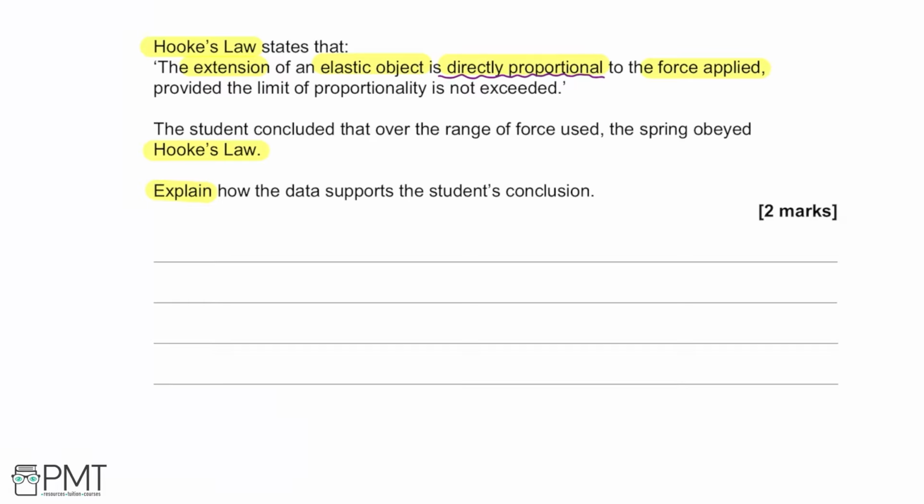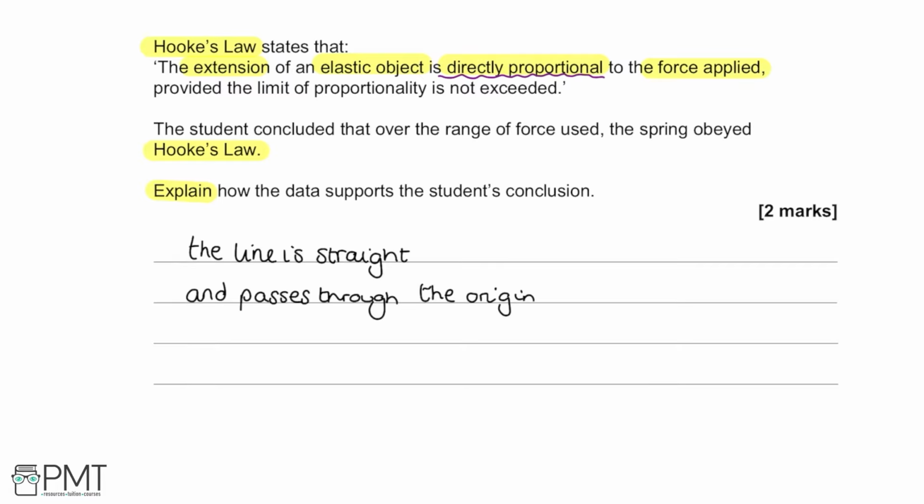So in order to get the marks here, I'm simply going to write that the line is straight. It's going to get us the first mark. Any curve in the line would mean that the 2 variables aren't directly proportional. And then in order to get the second mark, we just need to state that it also passes through the origin, so the point 0, 0, which we can see on our graph that it in fact does. And these are the 2 criteria for 2 variables to be directly proportional to one another.